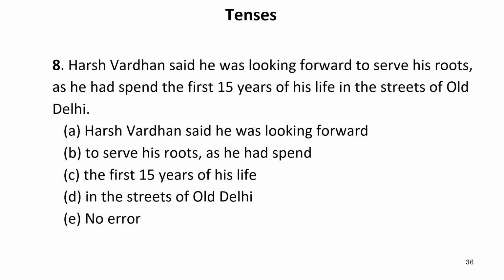Now, Harshvardhan said he was looking forward to serve his roots as he had spent the first 15 years of his life in the streets of Old Delhi. Now, if we look at this sentence, here it is written "had", and we know well that "had" is followed by verb third form, whereas "spent" is... The second form of it is spent, and third form is also spent. So we need spent. So the answer will be B part, because B part contains the error. So our answer is B.